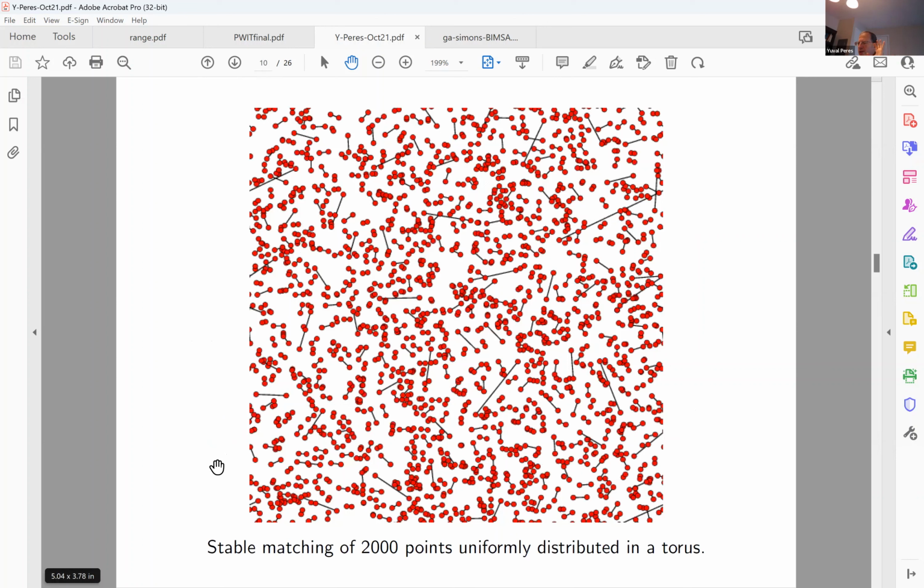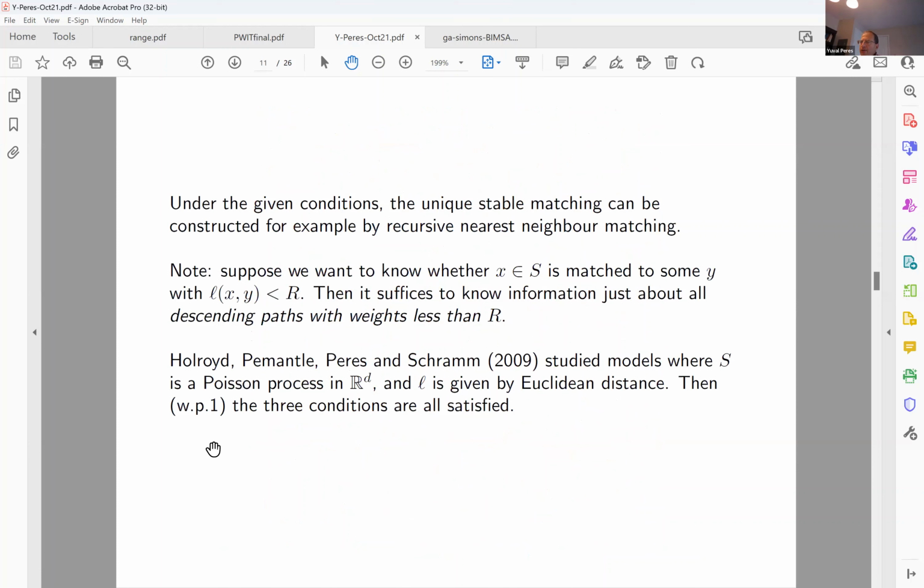Okay, so here's the picture for the one color matching, and this is a stable matching of 2,000 points, uniformly distributed in a torus, and as I said, it can be built in the greedy way. And this one we understand very well. In fact, there is a paper on this topic that I wrote already 14 years ago, with Alexander Holroyd, Robin Pemantle, and Oded Schramm. It was one of Oded's last papers.